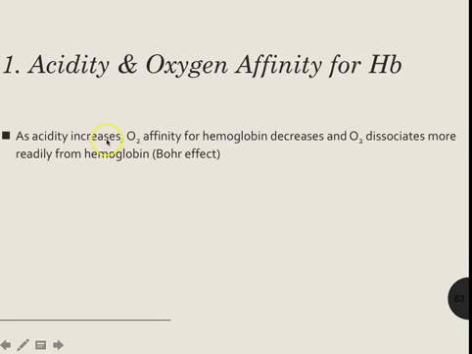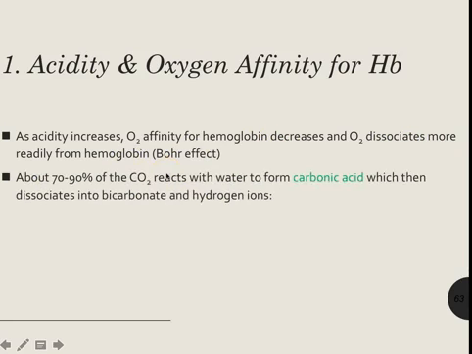So simply as acidity increases, oxygen's affinity for hemoglobin decreases, and oxygen dissociates more readily from hemoglobin. This is called the Bohr effect, actually. All this is saying is that as we get to an area that has more carbon dioxide, there's more acidity. This affinity for hemoglobin, that's how tightly bound oxygen is to hemoglobin. So it's no longer going to be as tightly bound because, again, you need to deliver it to the tissues. So it dissociates, it detaches easier from hemoglobin. And that is called the Bohr effect. Okay.